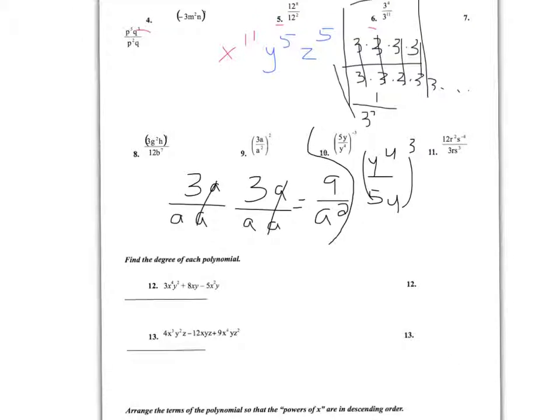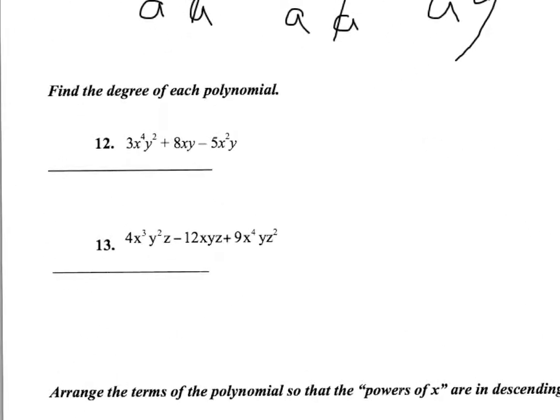Okay, degree in 12 and 13. That's just the biggest exponent you're dealing with, or the biggest sum of the exponents. So for example, number 13, x to the 4th, y to the 1st, x squared. 4 plus 1 plus 2 is a degree of 7.